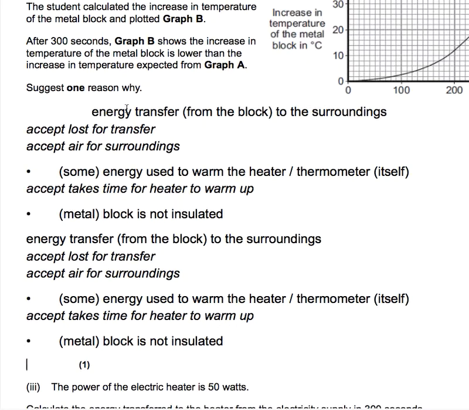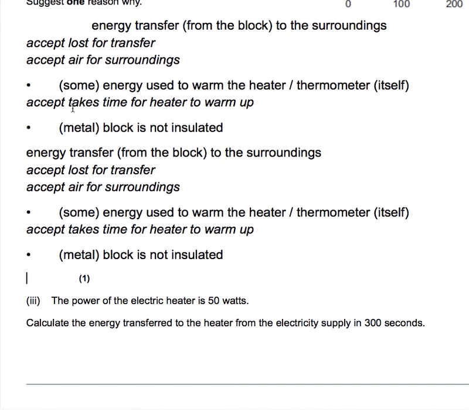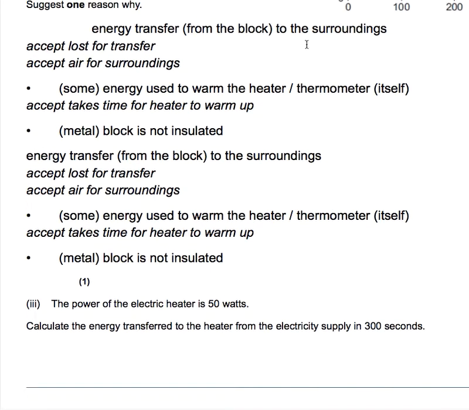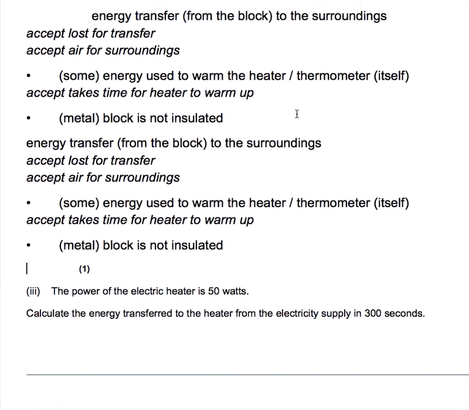So energy transfer from the block to the surroundings. Some energy is used to warm the heater or the thermometer. You can't get credit for saying both of those, one or the other will do. The energy transfer to the surroundings is largely because the block isn't insulated. So you can say the block isn't insulated and therefore you have energy transfer to the surroundings. That's fine, that's 2 separate points, although they are related.